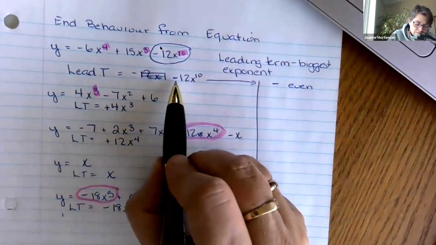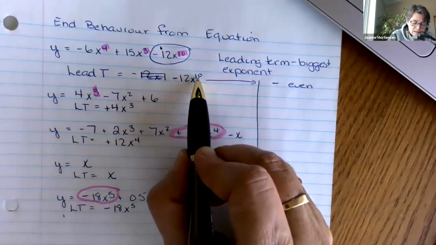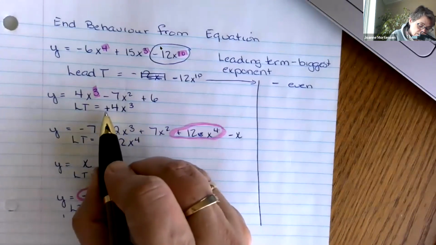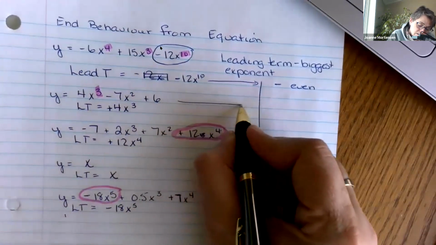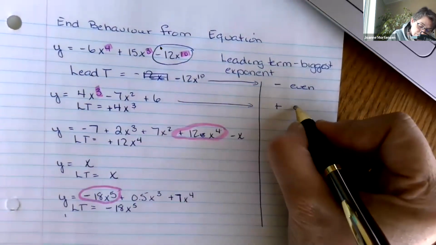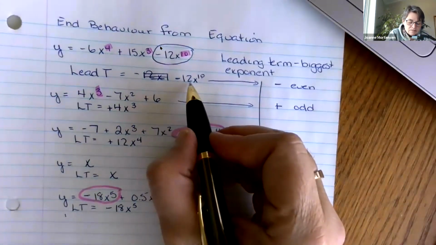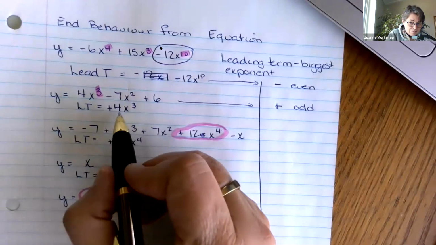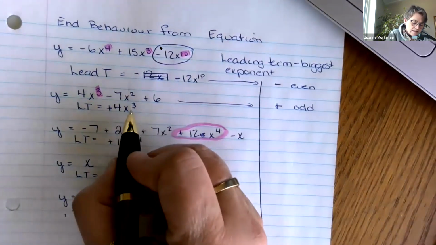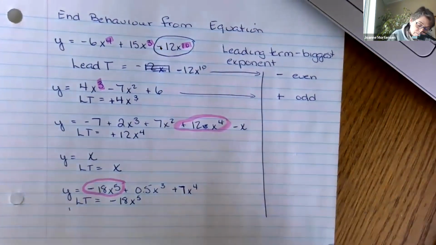Okay, so the negative refers to the sign of my leading term. The even is referring to the exponent. This one is positive and odd. It seems really weird, but I don't care about the 12. And I really don't care about the 4. It's just whether that coefficient is positive or negative, and whether my exponent is odd or even.